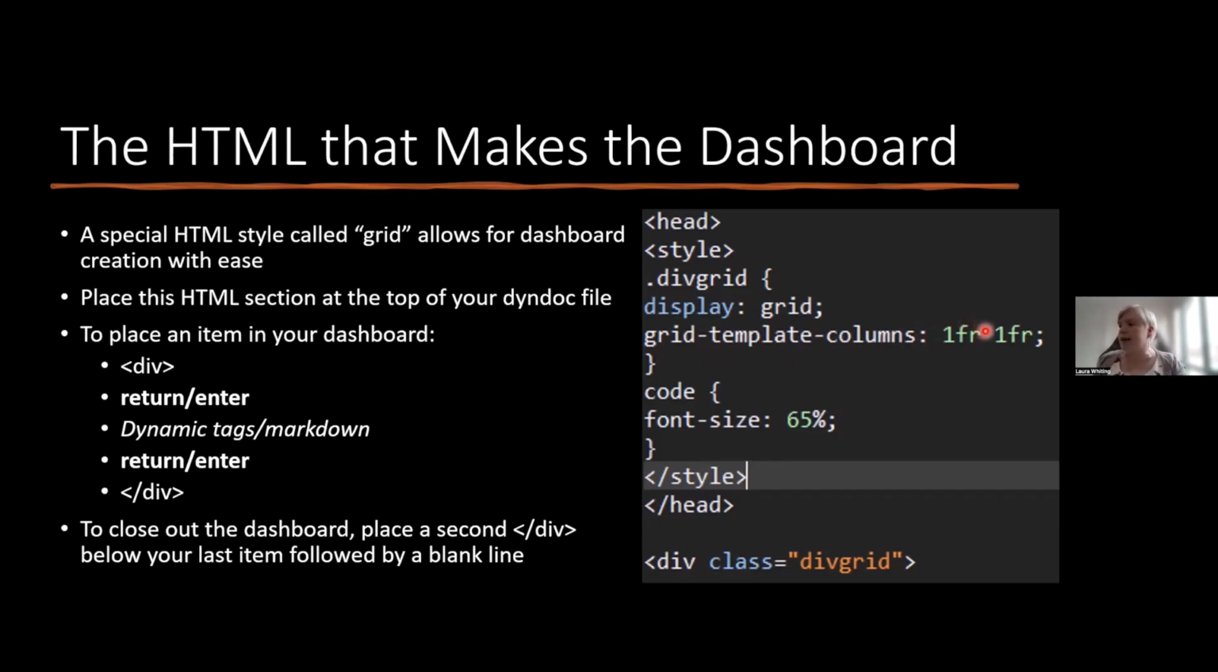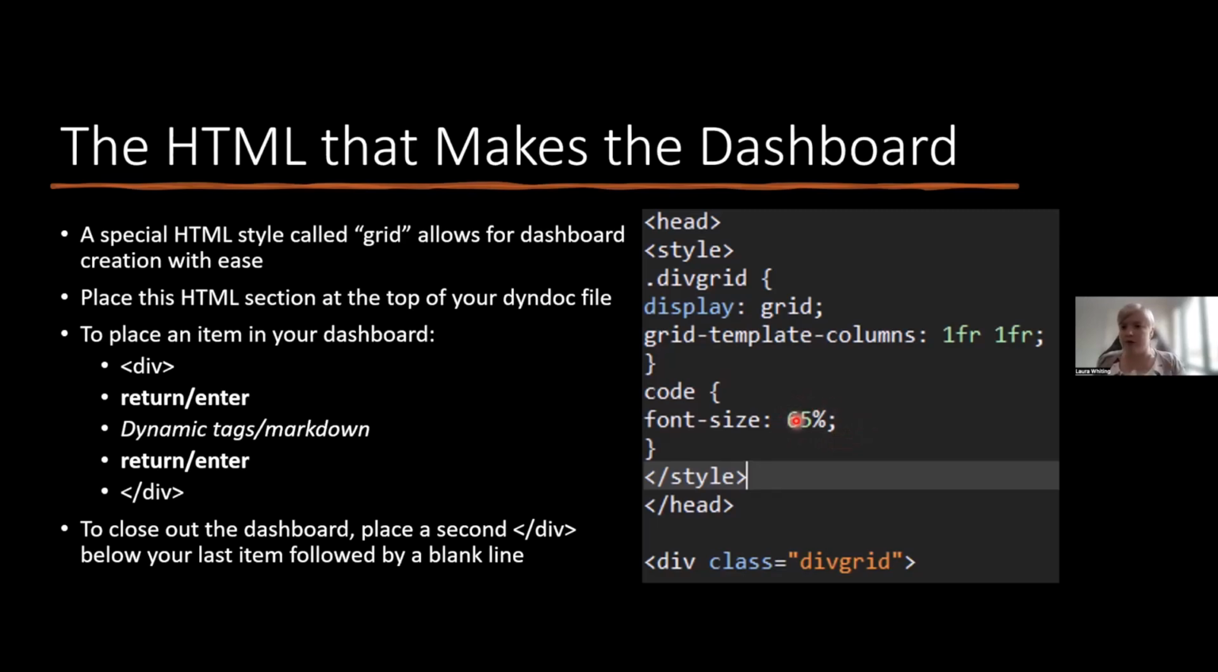So I've just got it set at 2 columns. If I wanted 3 columns, I would just add another 1FR, and it would automatically format everything so that you had 3 distinct columns. And then I've also added a font size here to make the code blocks smaller. The reason I've done this is that when I initially ran it with Stata output included, the Stata output was very big and kind of pushed some other things off the screen.